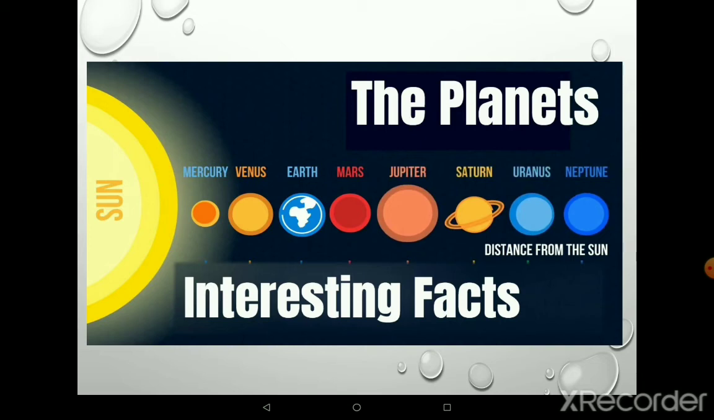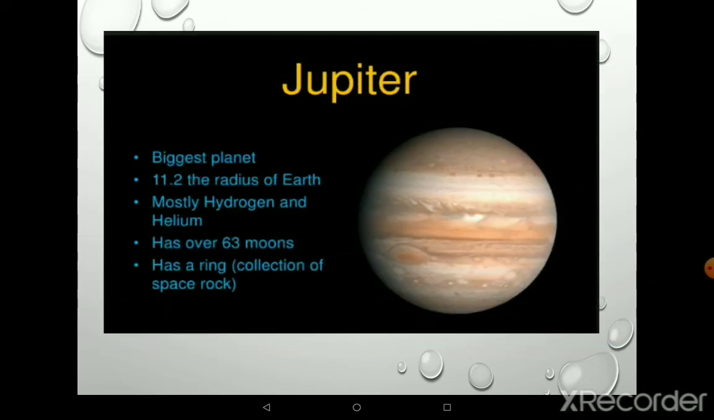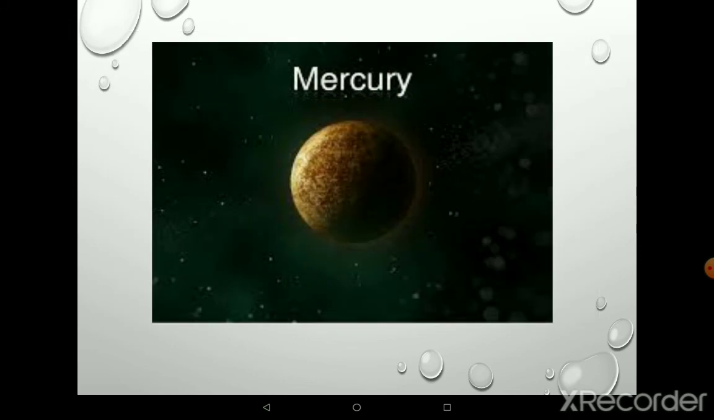We'll see the first one, Jupiter. It is the largest planet of our solar system. It is 11.2 times the radius of the earth, means it is much bigger than the earth, and the composition of Jupiter is mostly hydrogen and helium. Saturn has a ring collection of space rocks. Mercury is the smallest of all the planets.